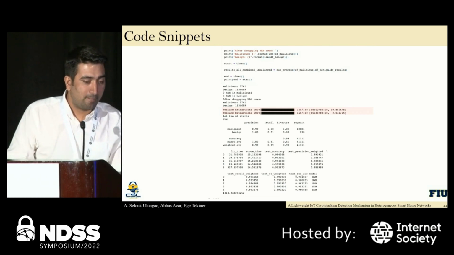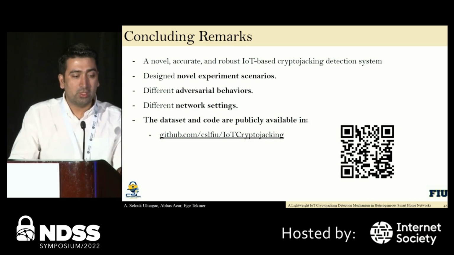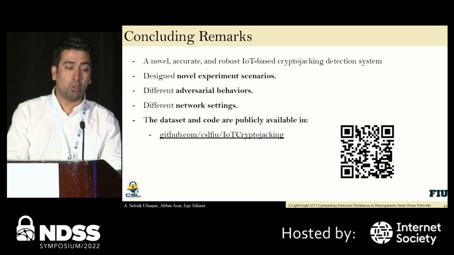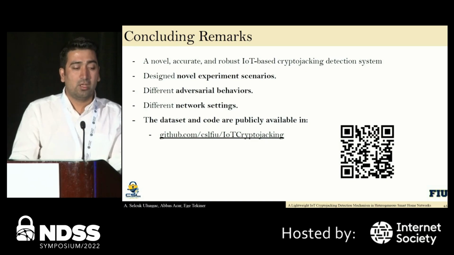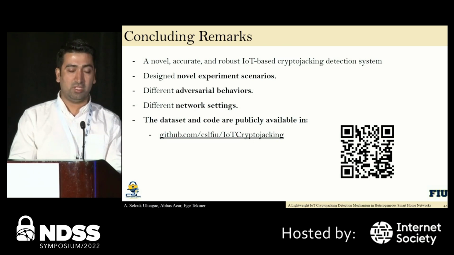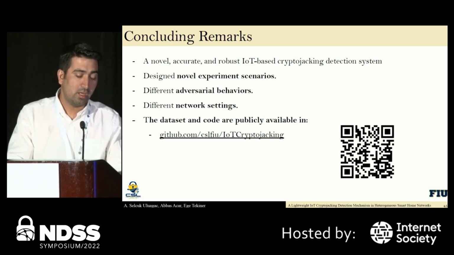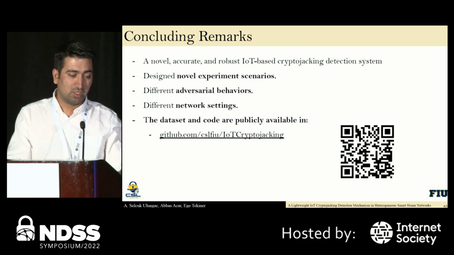Concluding remarks. We designed a novel, accurate, and robust IoT-based cryptojacking detection system. We designed some novel experiment scenarios in which we collected both malicious and benign data. We tested different adversarial behaviors as well as different network settings, which could be seen in real life. Our dataset and the code are publicly available on the GitHub page of our lab. You can use the QR code to see the web page, and the link is also available.